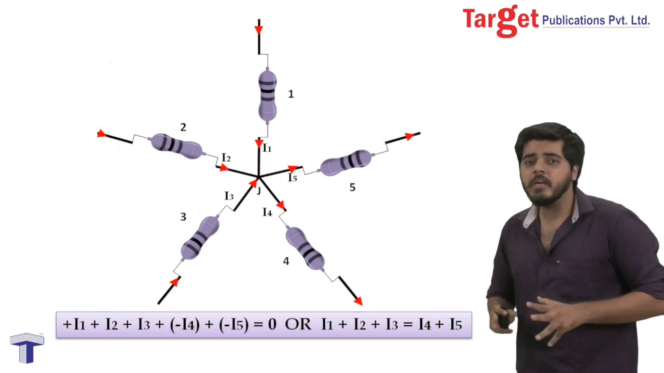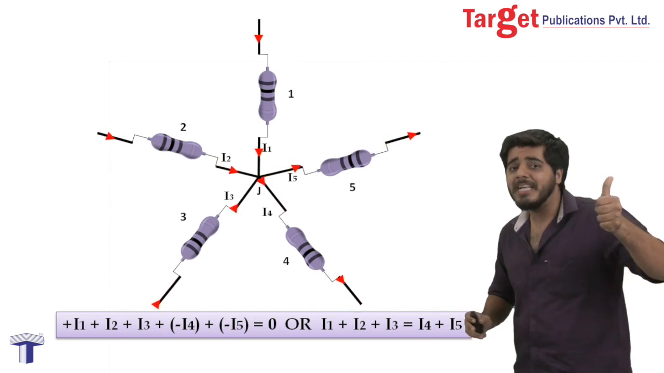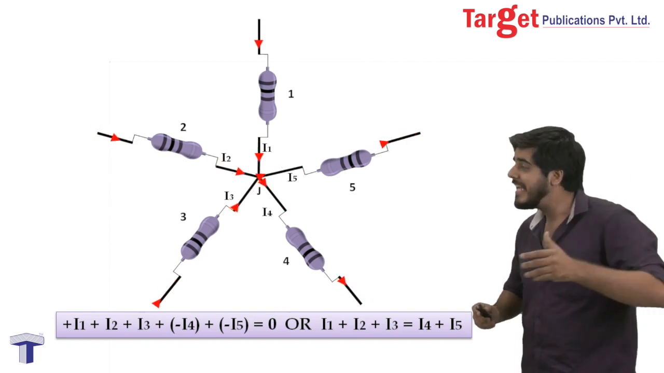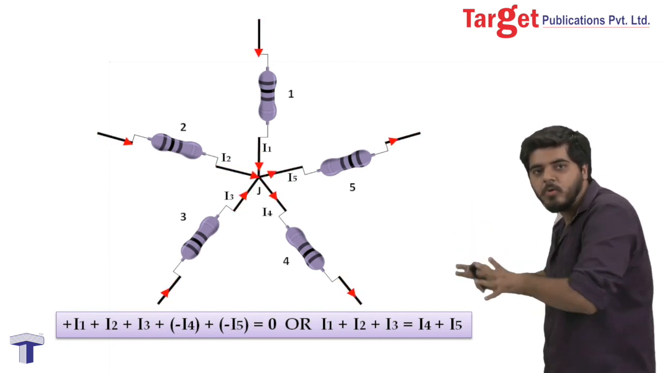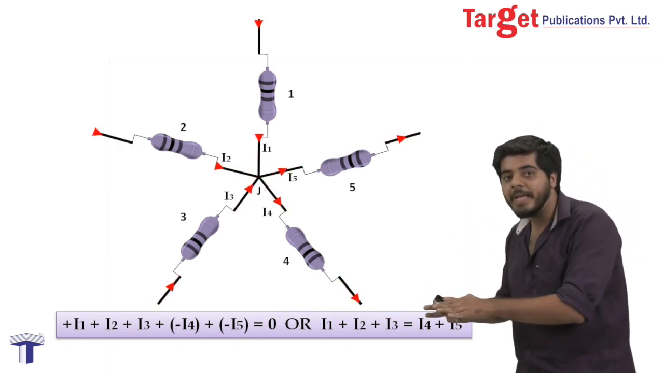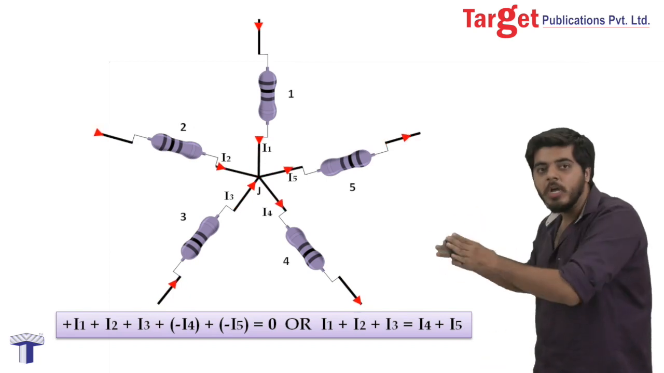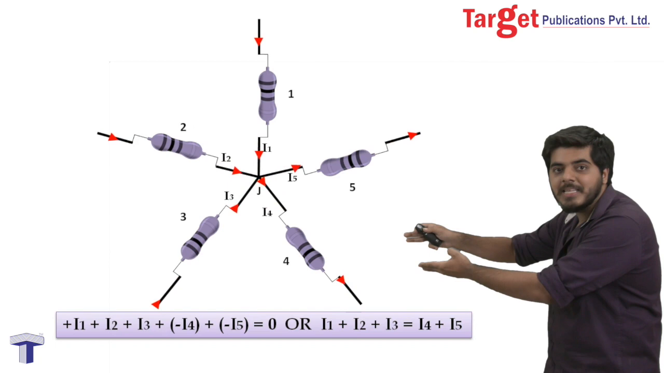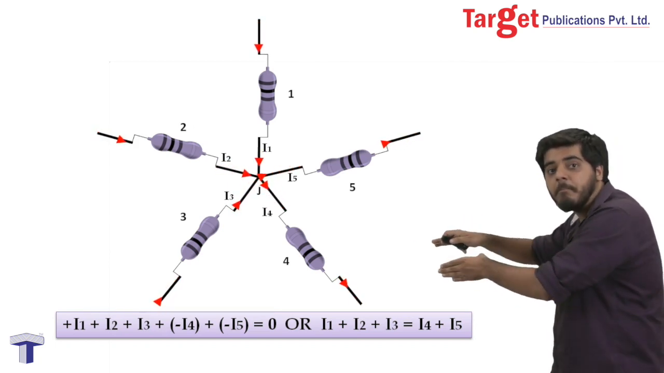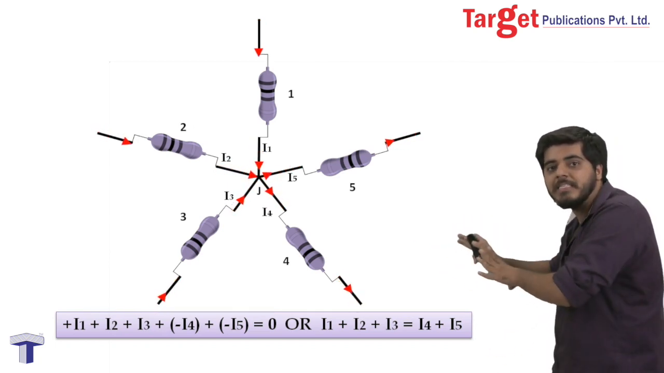Now let us take a quick revision about Kirchhoff's first law. The basic statement of Kirchhoff's first law was that the algebraic sum of every current at a single junction is equal to 0. The current which is coming in is taken as positive. The current which is moving out is taken as negative. That is plus I1 plus I2 plus I3 minus I4 minus I5 is equal to 0.